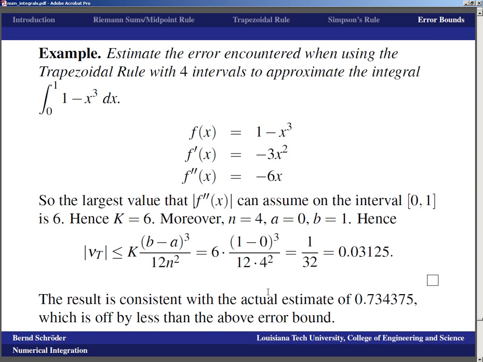And if you go back to what the trapezoidal rule actually gives us, I even say that this is consistent with the actual estimate. I went back and copied that out. The actual estimate was 0.734375, which is off the actual result of 0.75 by less than the above error bound, because it's off by less than 0.03. So the other thing that we have to remember there is that the error bounds just give us upper bounds for the error. They can't give us the exact error, because if we had a way to figure out what the exact error is, we would take our estimate, subtract the exact error, and have an exact result, right?